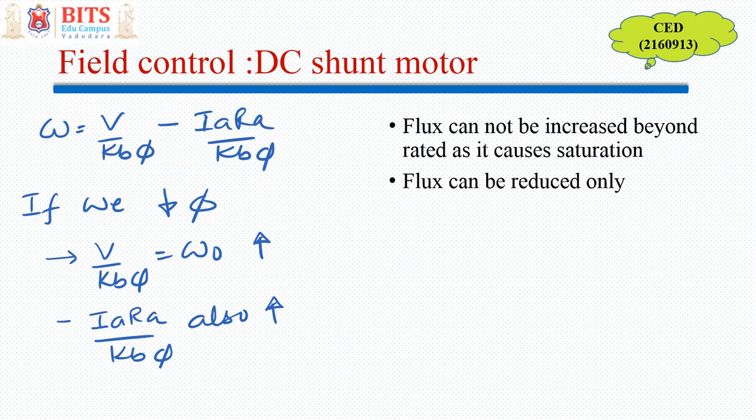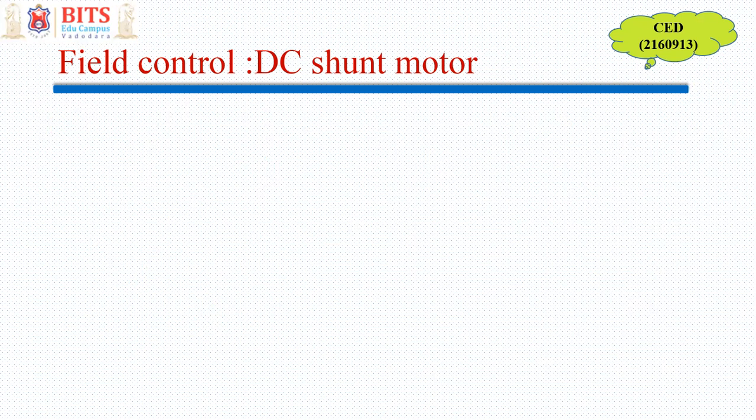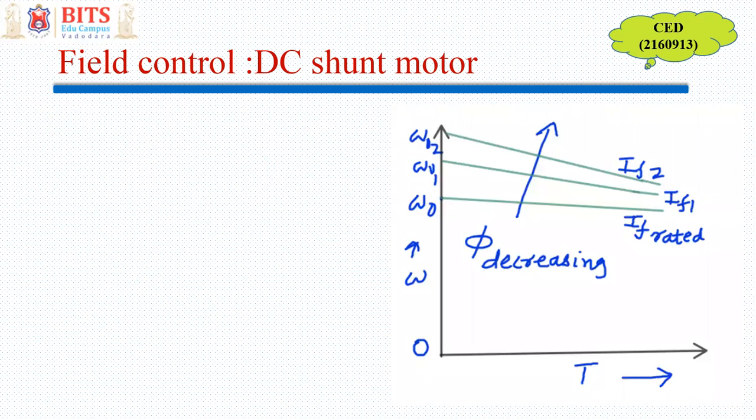When you reduce the flux, speed increases. So this is the method which gives you speed above rated speed, right? Speed above rated speed. And both no load speed and the slope of the characteristics increase. Let us see in the graph part. You can see over here the bottom one, the lowermost curve is with IF rated, that is excitation current rated. Then I have reduced the field excitation to IF1. So IF1 is less than IF, and then IF2 is less than IF1.